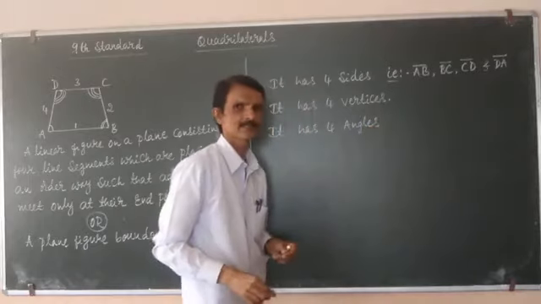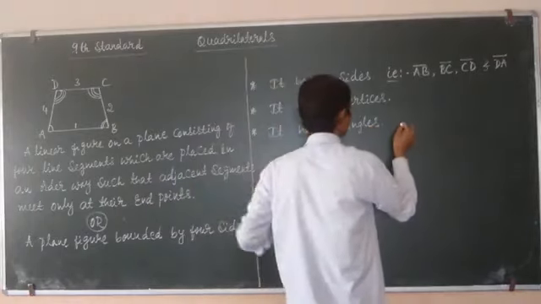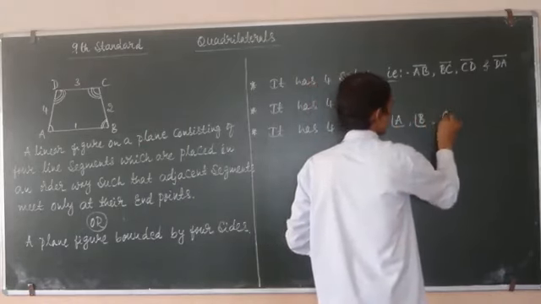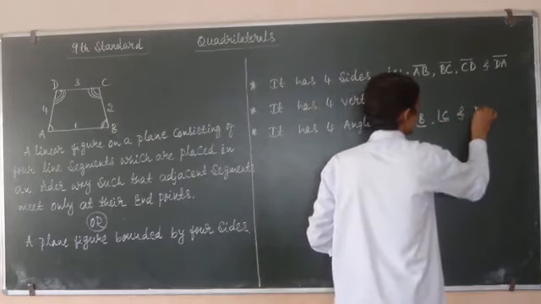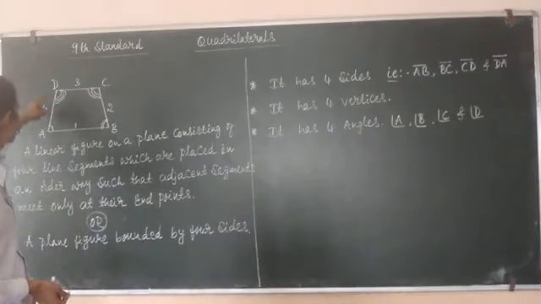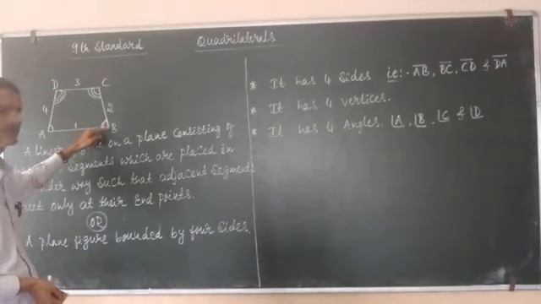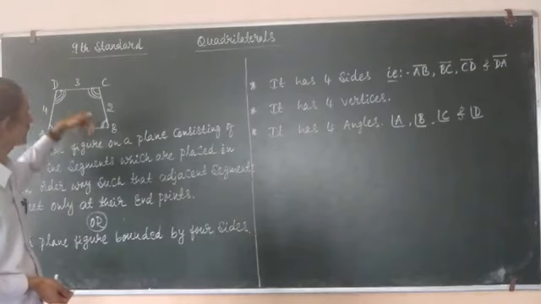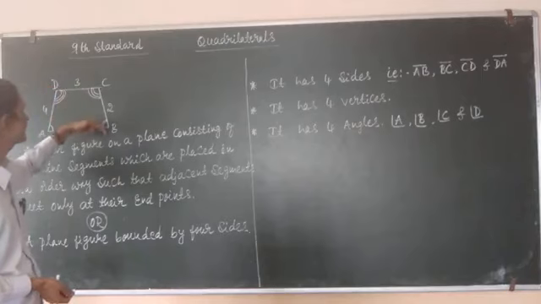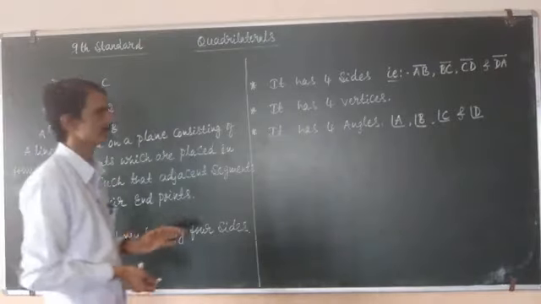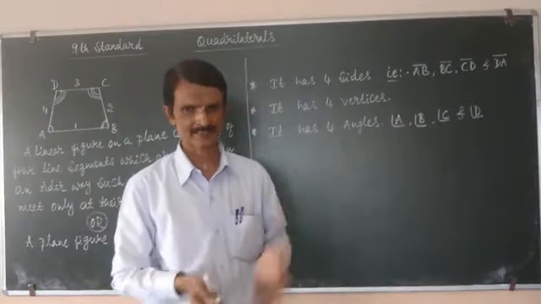Four angles. So we shall name them as angle A, angle B, angle C, and angle D. These angles can be read as follows: angle A can be read as DAB, angle B can be read as ABC or CBA, angle C can be read as BCD or DCB, angle D can be read as angle CDA or ADC. So therefore it has four angles.